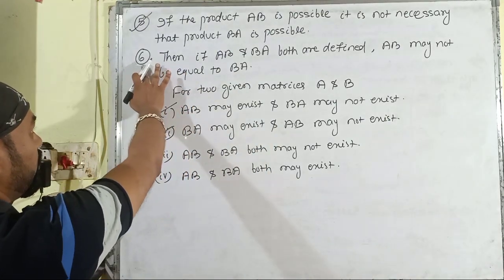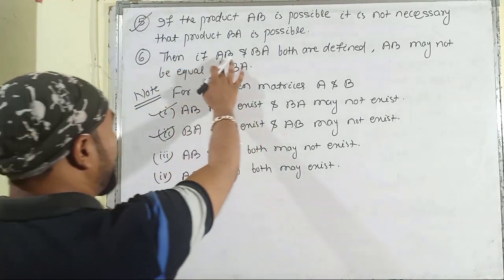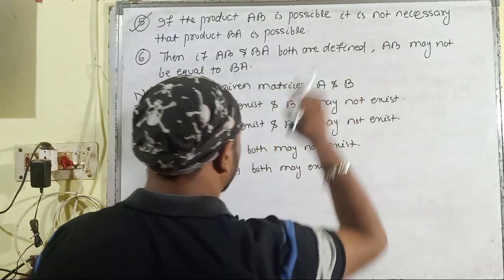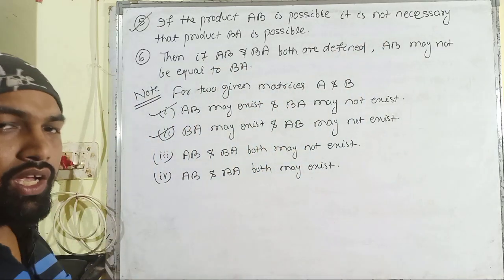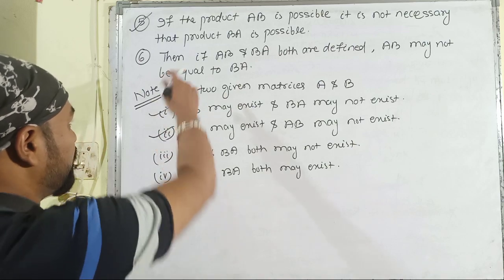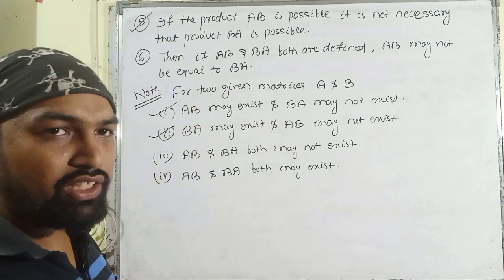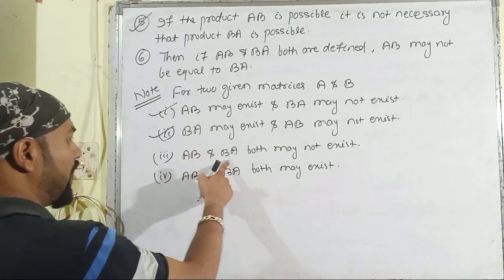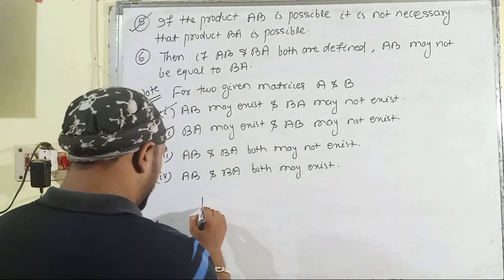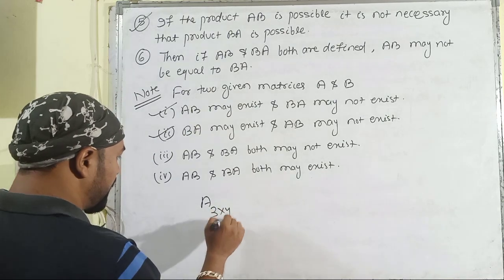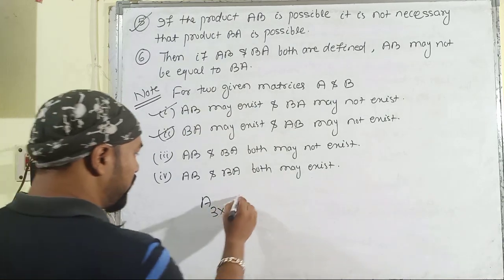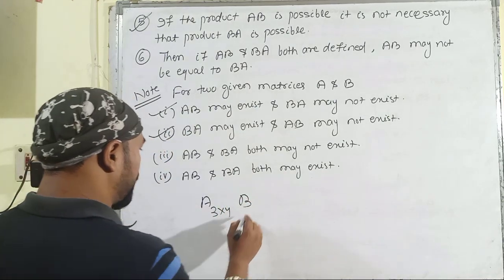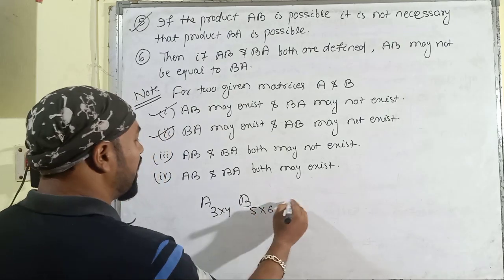Then moving towards property number 6. If AB and BA both are defined, AB may not be equal to BA, and we will see this property by considering an example later in these notes. Then AB and BA both may not exist. Let us consider A is a matrix of the order 3 cross 4, and B is another matrix of the order 5 cross 6. Here AB is not defined.